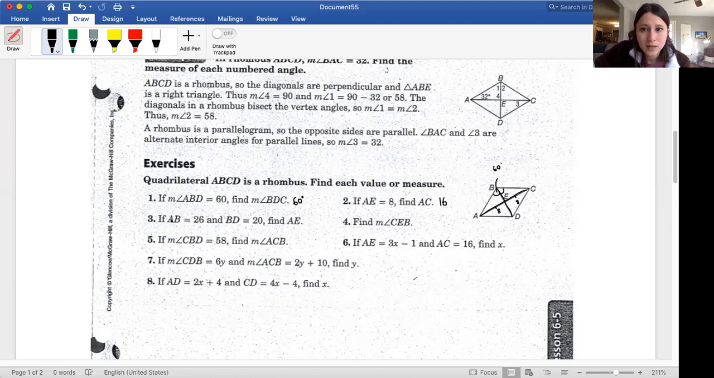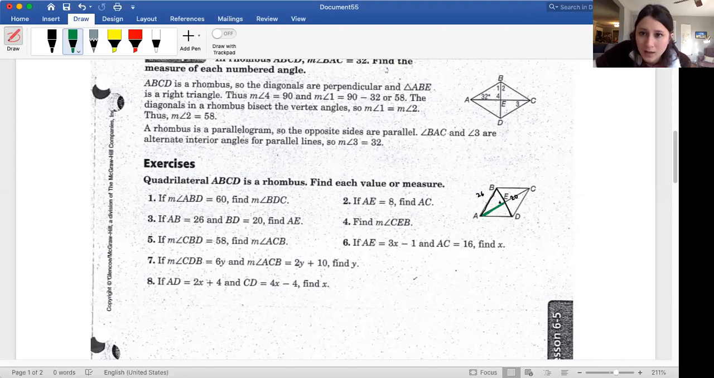Number 3, AB is 26. So AB is right here. That's 26. BD is 20, and it's saying find AE. Okay, now this one takes a little bit more creative thinking, I believe. So let me take off all this stuff. So AB here is 26. This whole thing is 20. And I'm going to use green to show what we're looking for. We're looking for AE. So the question is, how do we find this?